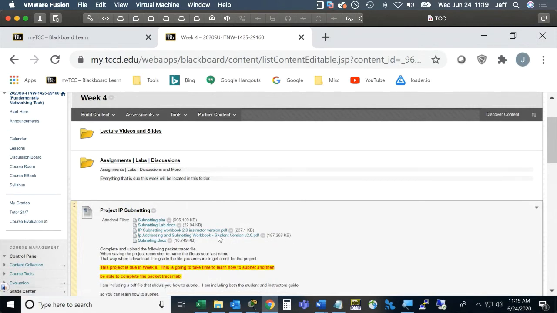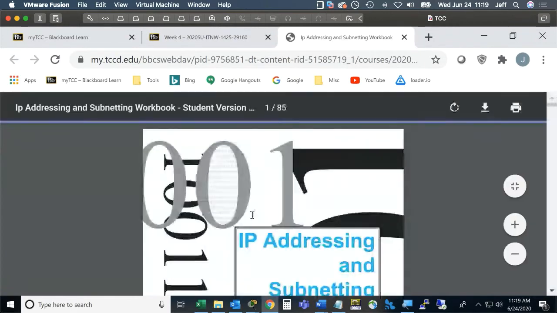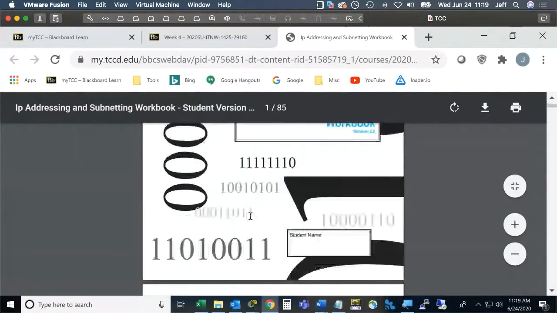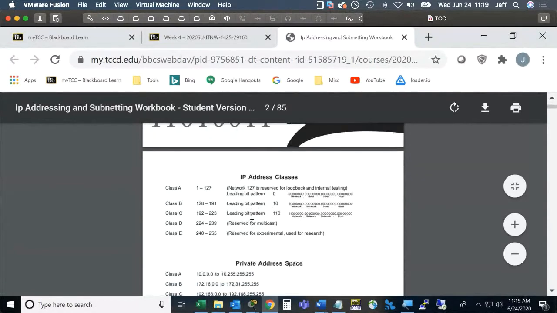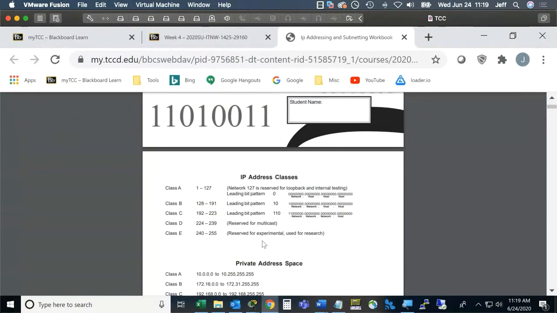But here, let me go ahead and go through the subnetting. I know we were going to do some of the questions, but I think this is probably more important to go over than anything else, because this will help with a lot of the assignments going forward too. So with our IP addresses, there's this concept of classes. And we're talking about IPv4.